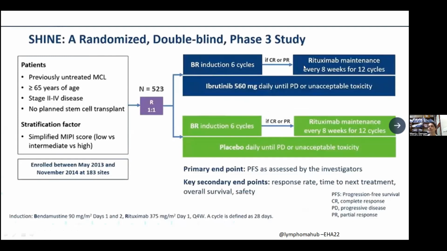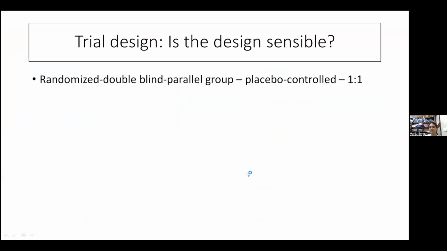6 cycles. And if they responded, they were given maintenance every 2 months for 12 cycles, meaning 2 more years of treatment. And the intervention arm continued ibrutinib not only with the backbone therapy, but even after the backbone therapy got over, till there was progression or unacceptable toxicity. Whereas in the comparator arm, the backbone remains the same, but they receive placebo instead of ibrutinib to the same time point of progressive disease or unacceptable toxicity, with progression-free survival as the primary endpoint.